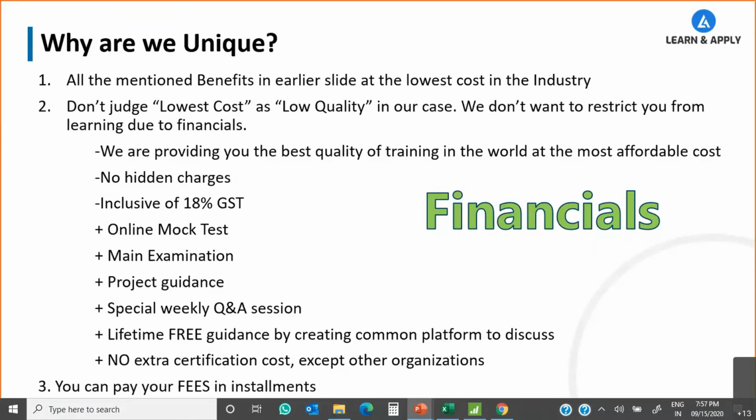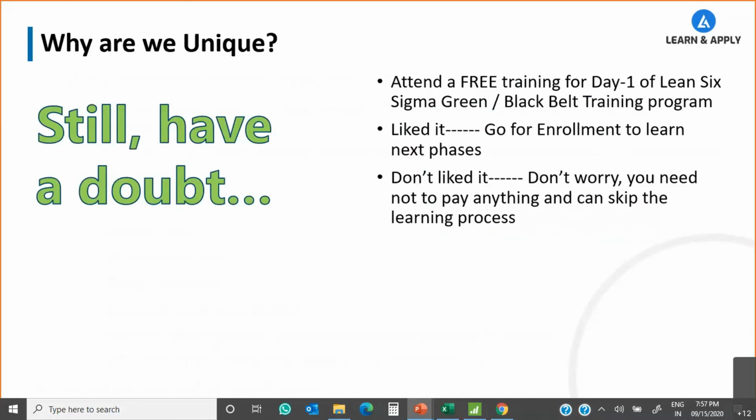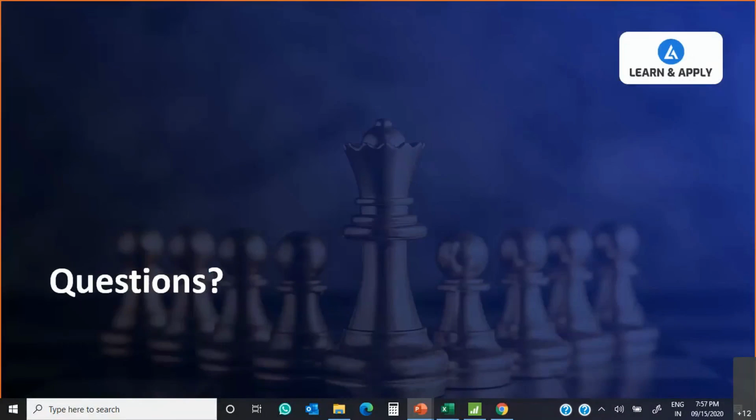That is also an option available with us because we believe that learning should not be hampered due to your fees or financials. And still, if you have a doubt, whatever the first session of every green belt and black belt training is, it will be available to you free of cost. You can attend that day one session free of cost. If you like it, then you can go for enrollment in the complete course like green belt or black belt. And if you don't like it, don't worry, because you need not pay anything and you can skip the entire learning process. So those are the services or support we are providing to you.